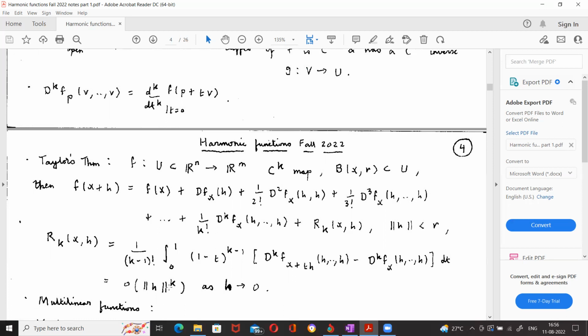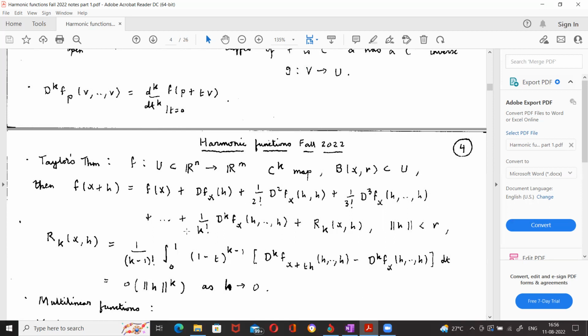All right. So what we get is that these terms, this df_x h, is a linear polynomial in h. d^2 f_x of (h, h) is a homogeneous quadratic polynomial in h. This d^3 f_x of (h, h, h) is a homogeneous cubic polynomial in h. And this last term is a homogeneous kth degree polynomial in h. And the remainder is little o of norm h to the k.